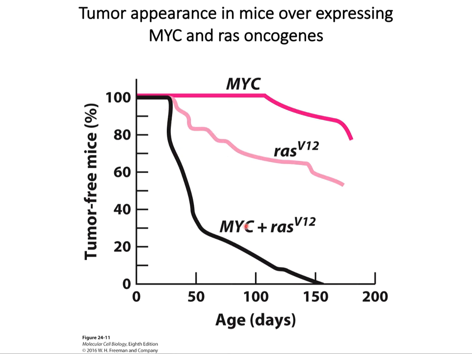But if you express both the oncogenes in the cell, you can see that there is a very rapid appearance of tumors, or a rapid decline in tumor-free mice. By 150 days, 100% of the mice have tumors. And so this tells you that you need multiple mutations in order to really get the transformed phenotype. And that's actually good news.